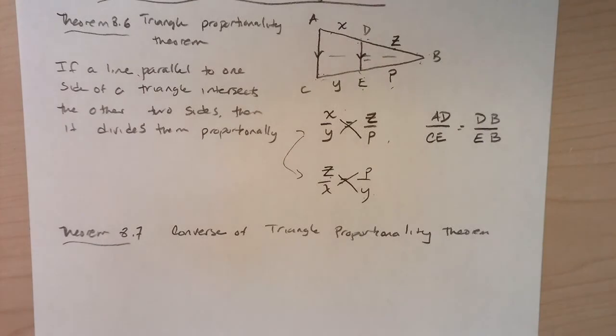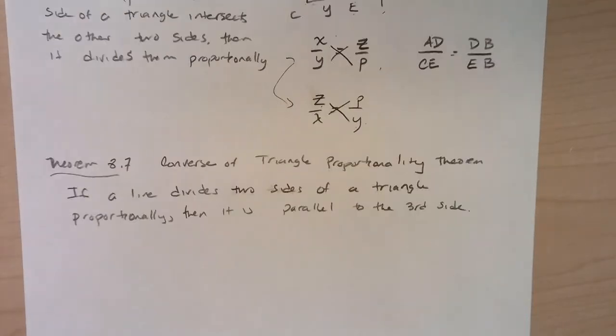Okay. Theorem 8.7 is the converse of the triangle proportionality theorem. Since I wrote the triangle proportionality theorem in terms of a conditional statement, or an if-then statement, I would say before I write it down, you should be able to write down the converse. If you came up with something similar to what I just wrote down, then that would be a correct converse.